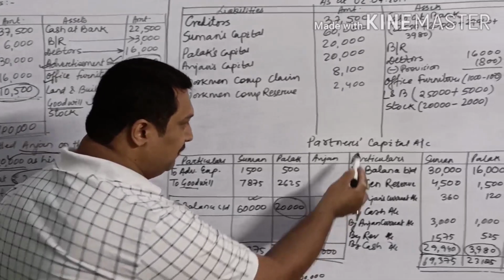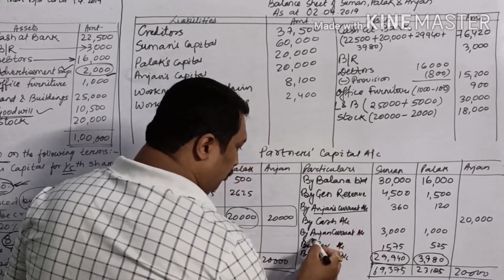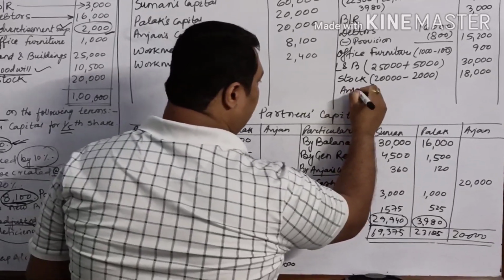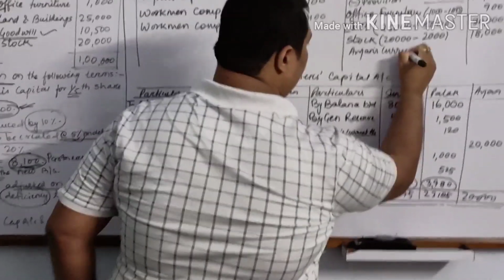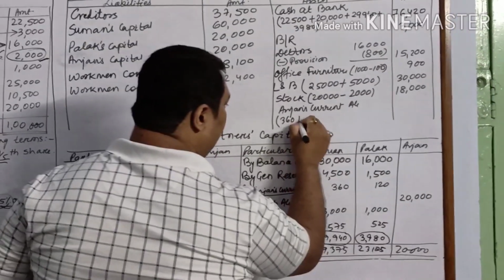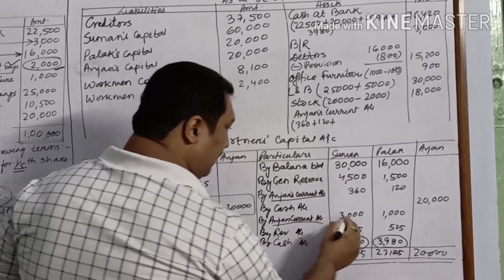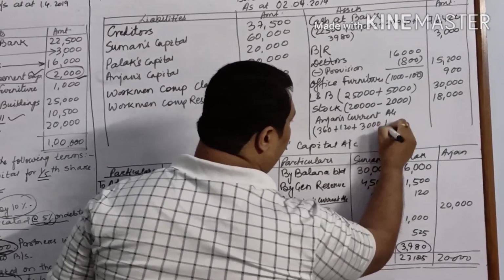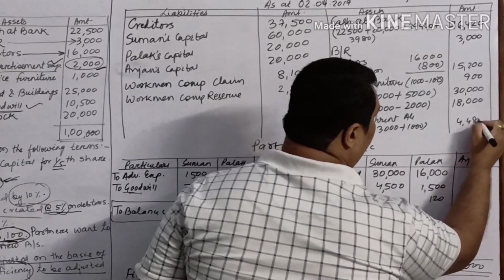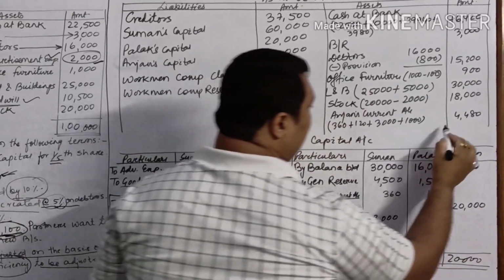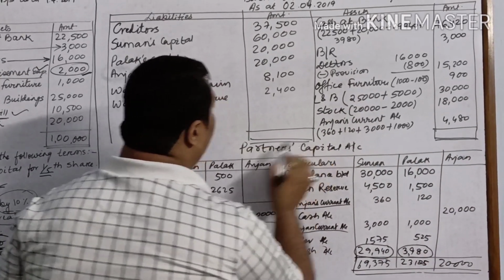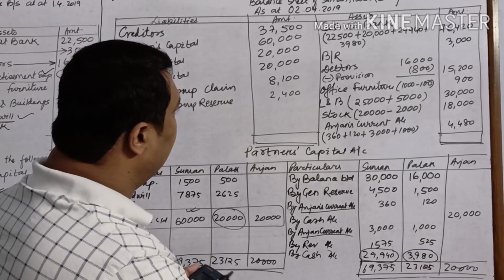But if you see the partner's capital, there are 2 current accounts opened, new accounts. So here it will go as Anjan's current account. There are how many items? 360, 120 plus here also you have 3,000 and 1,000. So 3,000 plus 1,000. So it is 4,480. We do not have anything else. So we will balance it right now. Hope the balances will be equal.